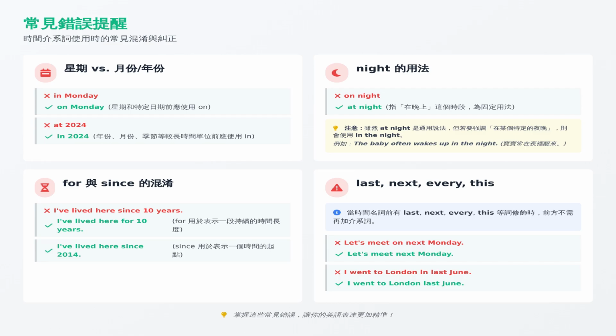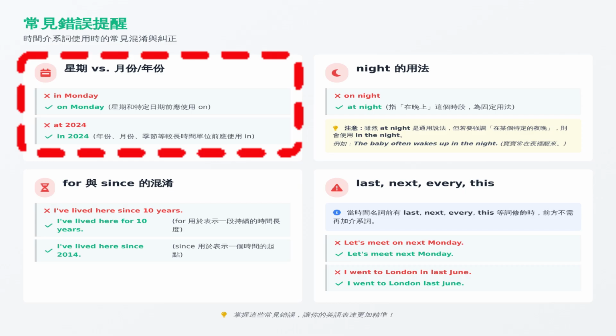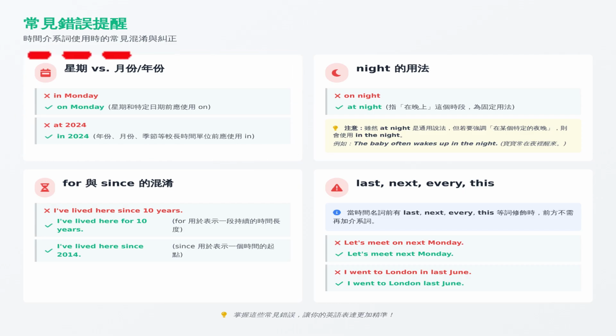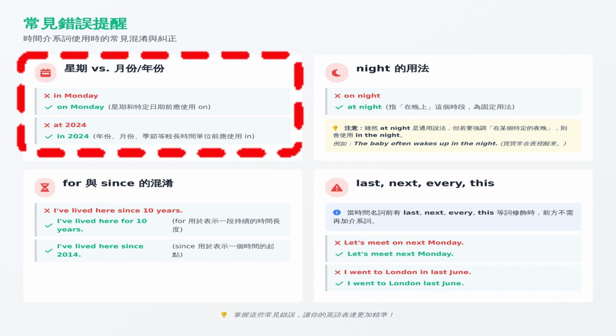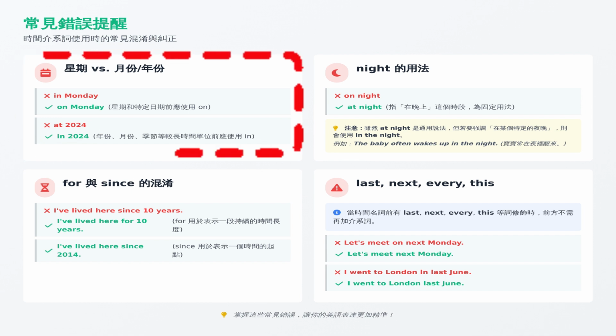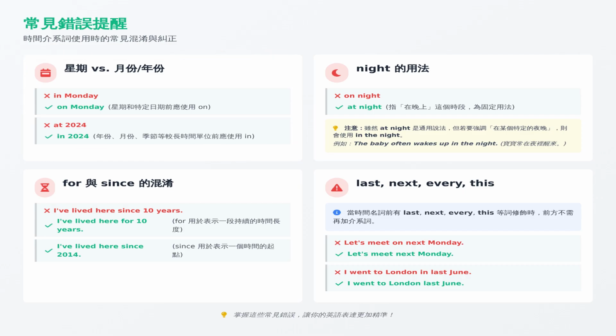Common mistakes and corrections when using prepositions of time. Week vs. month or year. In Monday, incorrect. On Monday, correct. Use on before the week and specific dates. At 2024, incorrect. In 2024, correct. Use in before longer time units such as years, months, and seasons.